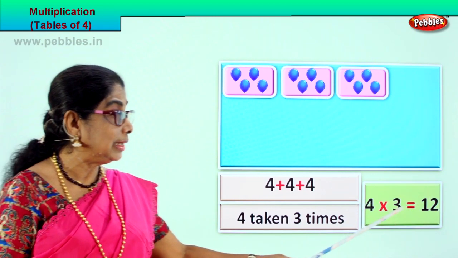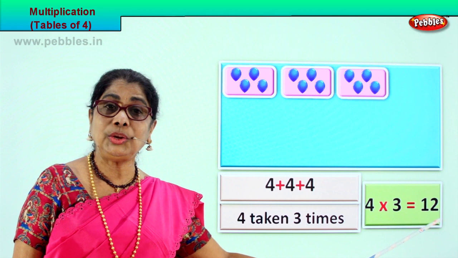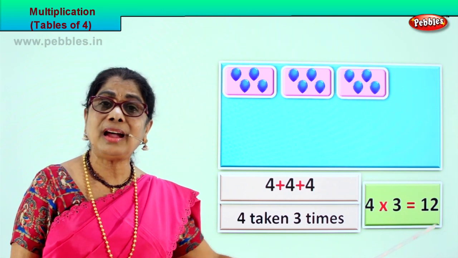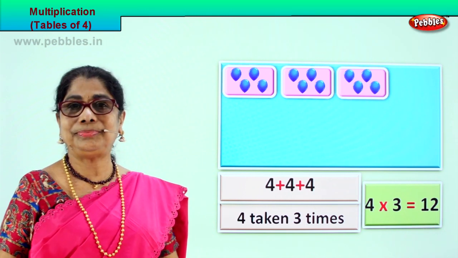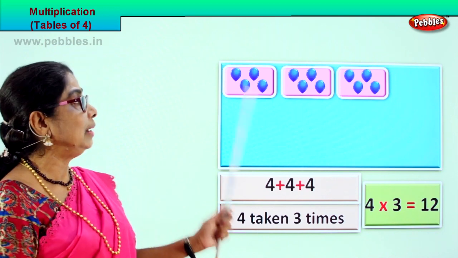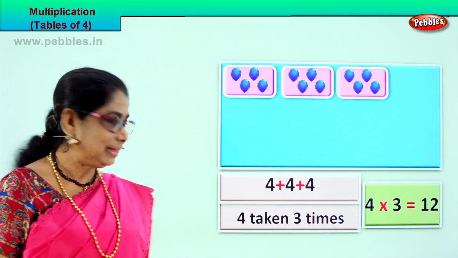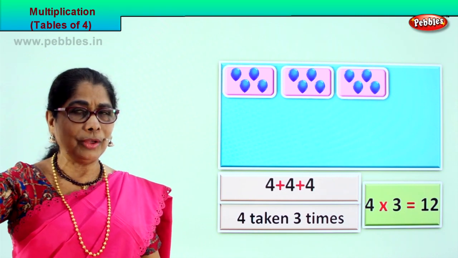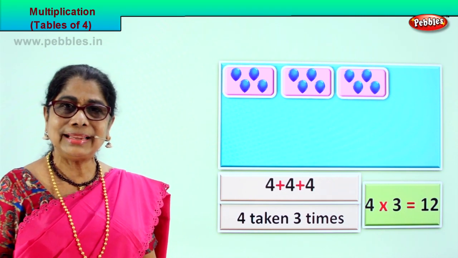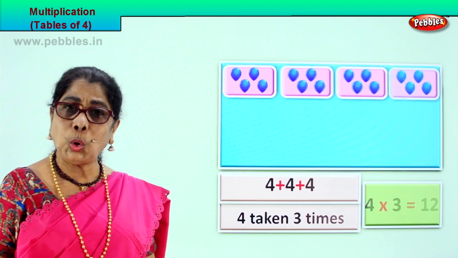So 4 3s are 12. 4 into 3, 12. What is 4 3s are? 4 3s are 12. How do we remember? The grouping of 4 in 3 boxes. Yes? 4 taken 3 times. 4 3s are 12. Shall we look at another grouping of 4?